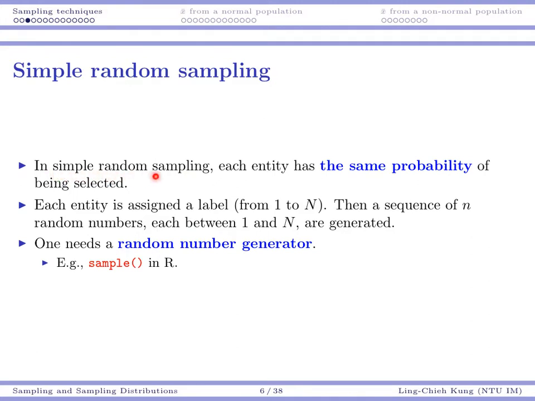In simple random sampling, each entity, each item, is given the same probability of being selected. That can simply be done with a random number generator that generates random samples with equal probability. For example, the sample function in R that we introduced in the previous week.